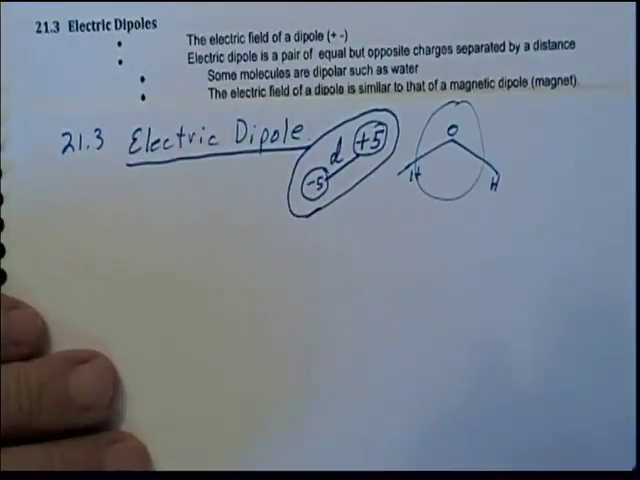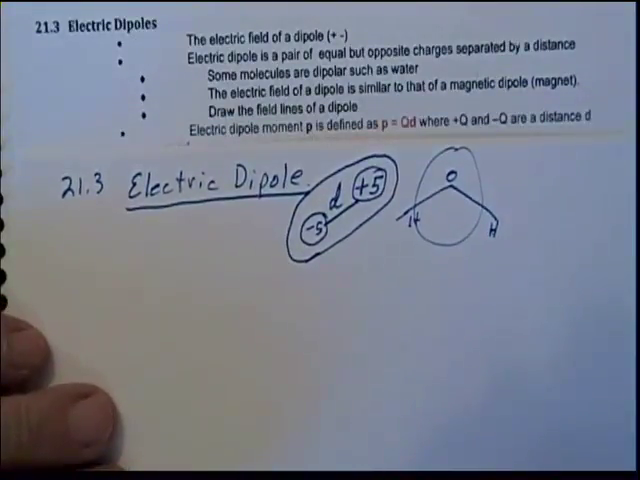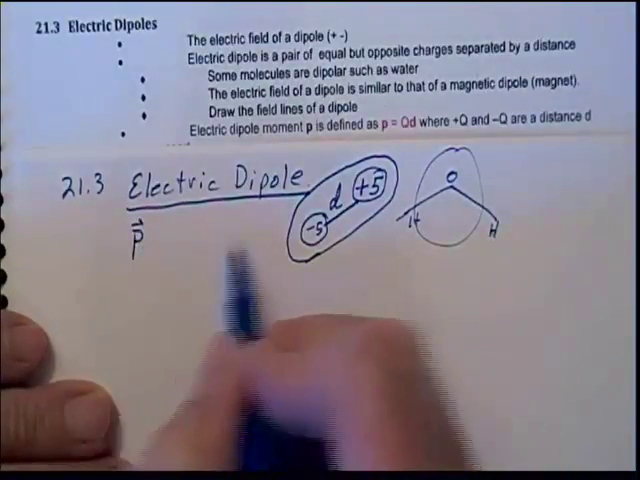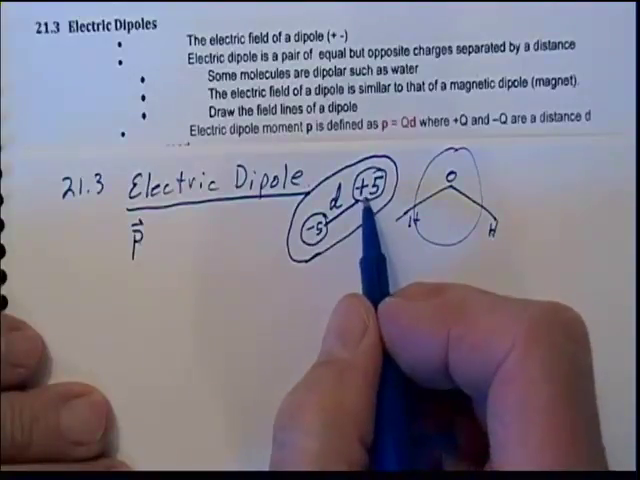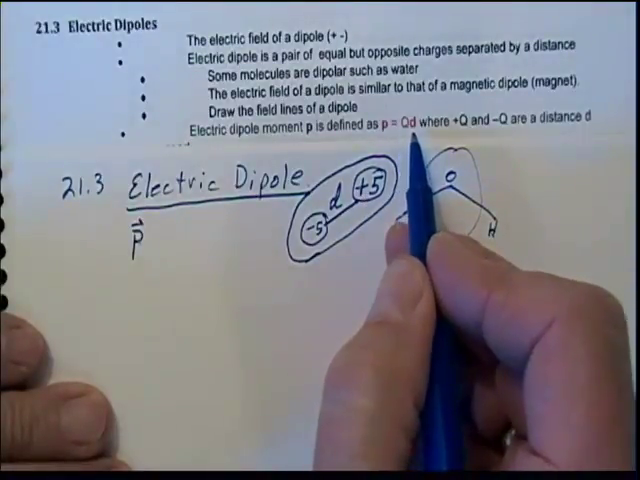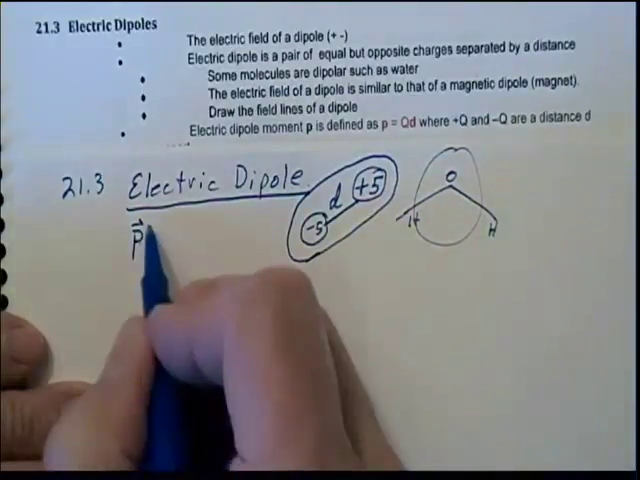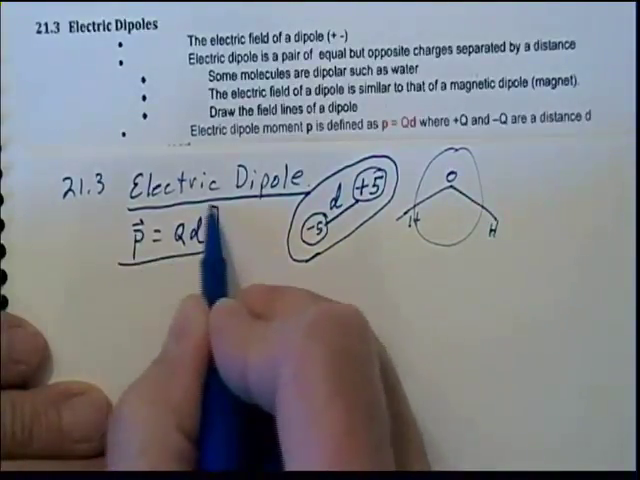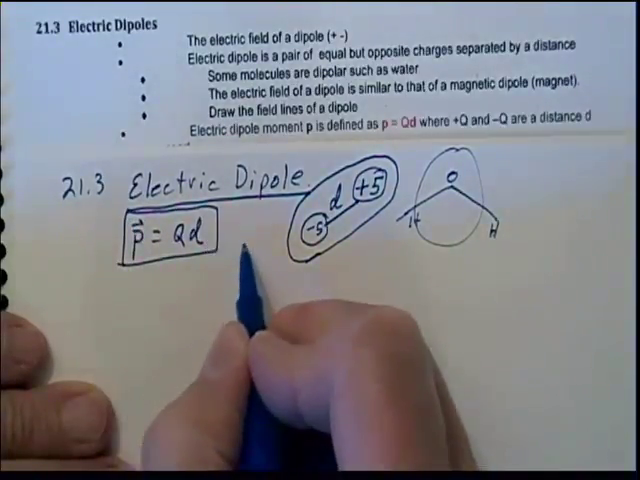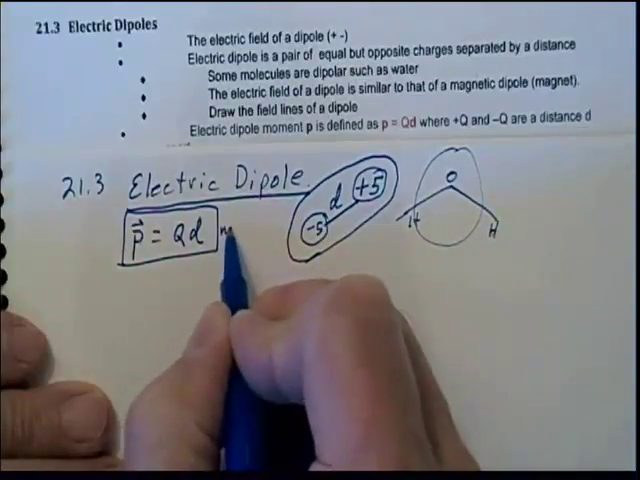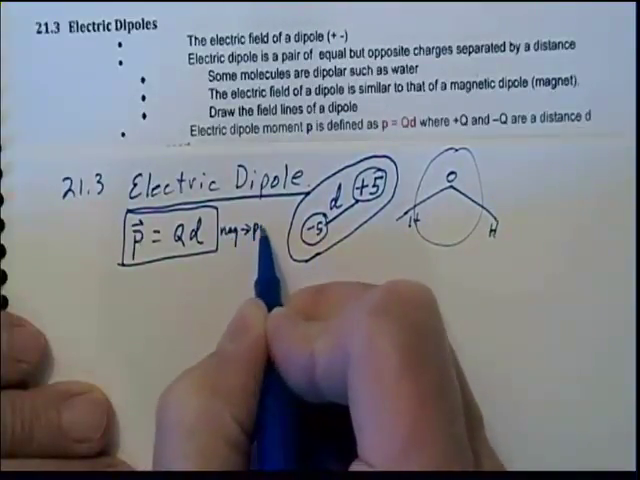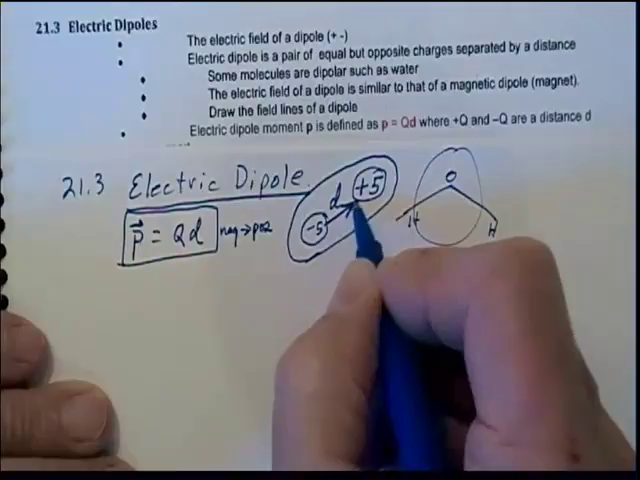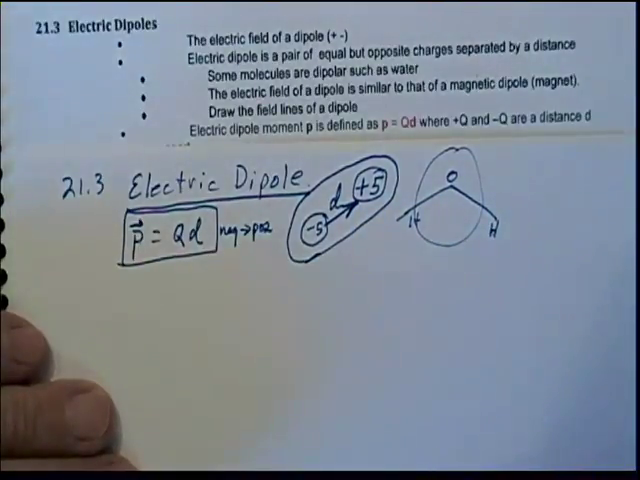Then what we do is we define this as a vector, and we define this vector as p. That's a small p. Remember, p is also used for momentum, so you have to be careful. p equals Q times d, where Q is the positive charge, times the distance d. And the vector points from the negative to the positive. That defines the vector going in this direction for this dipole. Dipoles always have a direction.